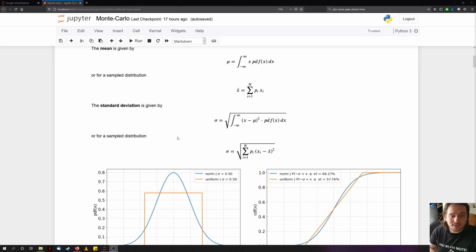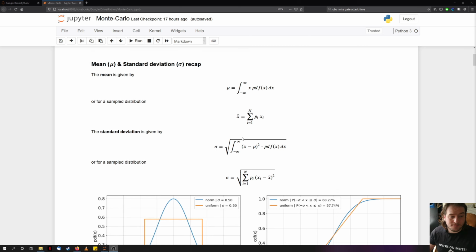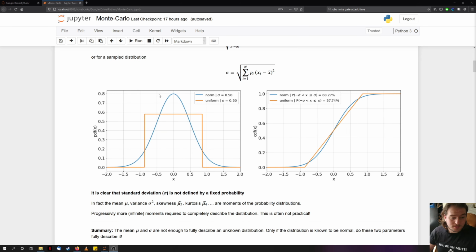Likewise, the standard deviation is given by this formula, or for a sample distribution is given by this formula, and is a measure of how spread the data is. The reason I've got this here as a recap is because we need to look at a couple of examples. The first example here on the left are two probability distribution functions. One is for a normal distribution, the other is for a uniform distribution, as shown here. In this particular case, both of these distributions have the exact same mean and standard deviation.